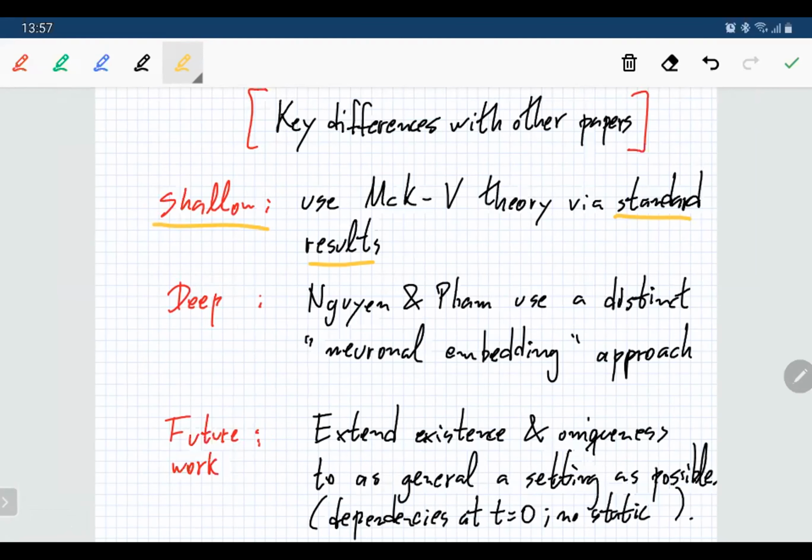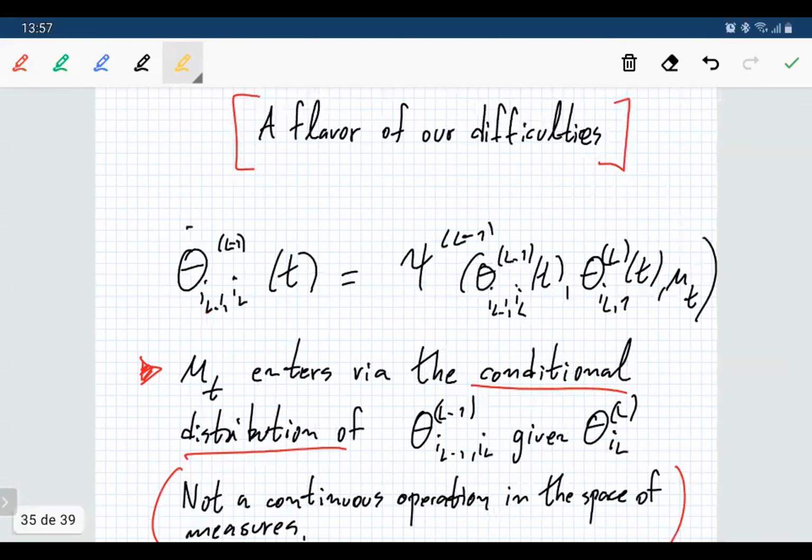So let me just say how they do not apply. Basically, when you write down the equations for the weights that are close to the output, here, L minus 1, the measure mu shows up via the conditional distribution of this guy given this guy. And there should be a 1 here. Taking a conditional distribution is a very discontinuous operation. So we had to develop a theory that deals with the discontinuities we face in our problem. Basically, show that discontinuities don't really matter if we restrict the class of potential solutions.